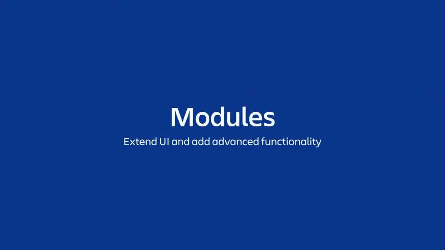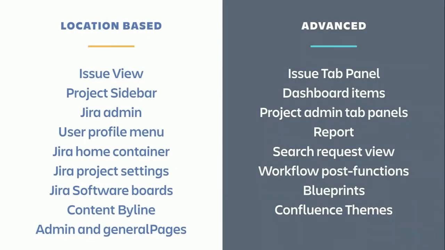All right, there are two types of modules. There are basic iframes that allow you to display content in different locations in the Atlassian products, and more advanced modules that let you provide advanced specific functionality. Let's take a look at some examples.